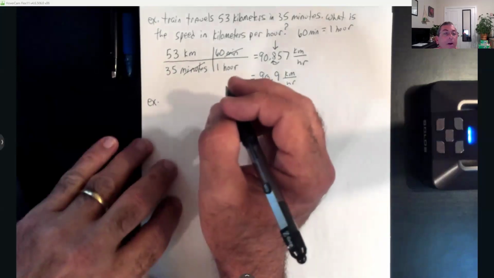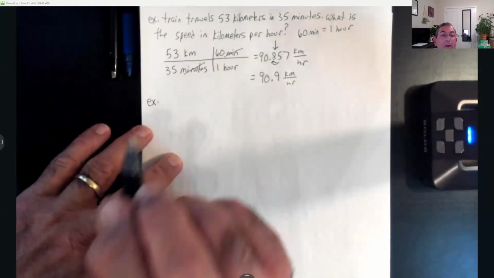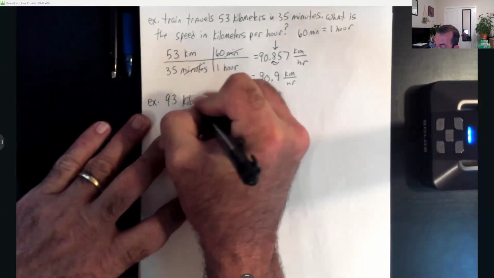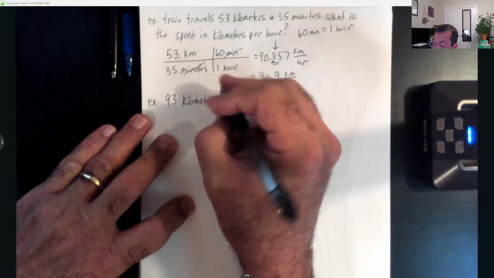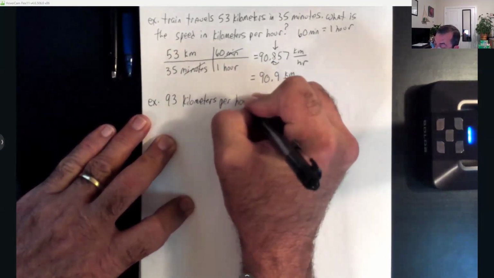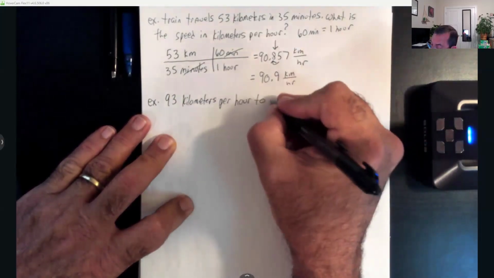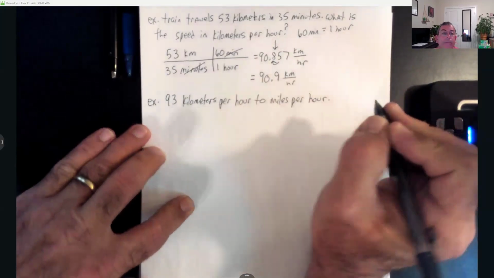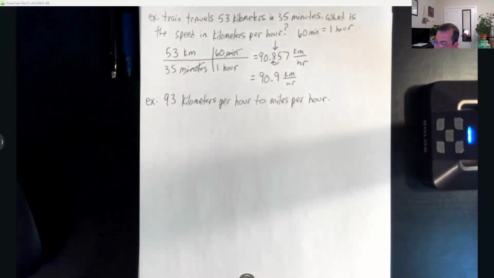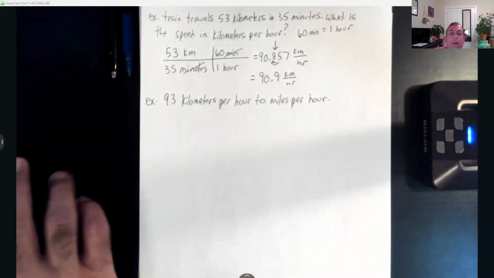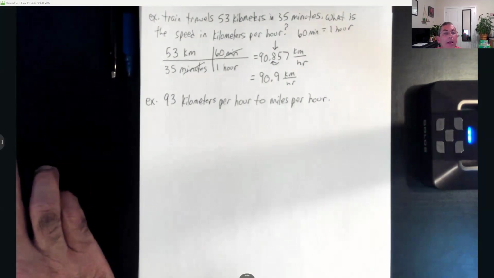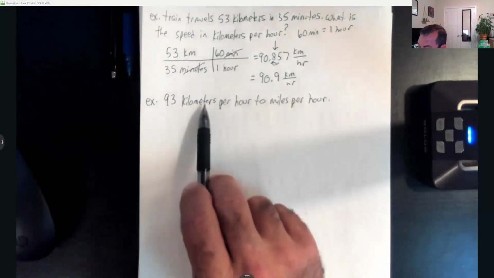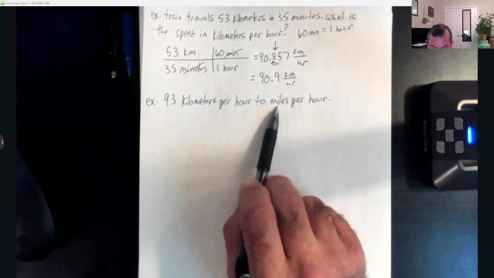All right, now this one says convert the measurement to the unit specified, round it to the nearest tenth. So this one has 93 kilometers per hour to miles per hour. All righty, so on this one, they're not giving you the conversion, but we do need to convert because we're still going to be in hours. We need to see how many kilometers is in a mile.